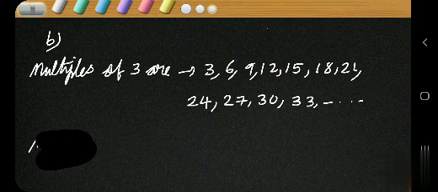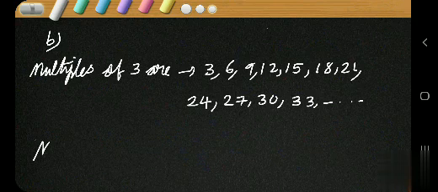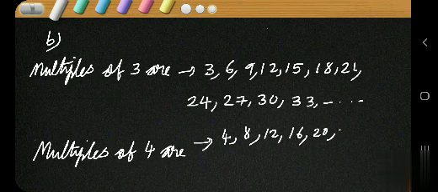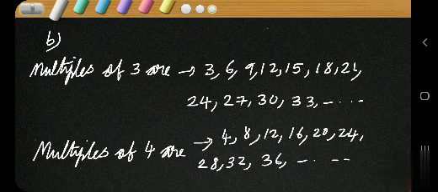Then multiples of, write neatly, okay, multiples of 4 are, which are they? 4, yes, 8, then 12, then comes 16, then 20, 24, then 28, then 32, then 36, etc. Isn't it? Okay.